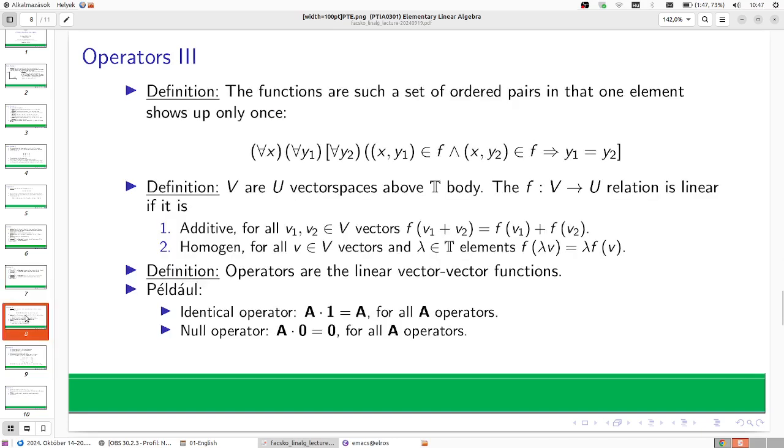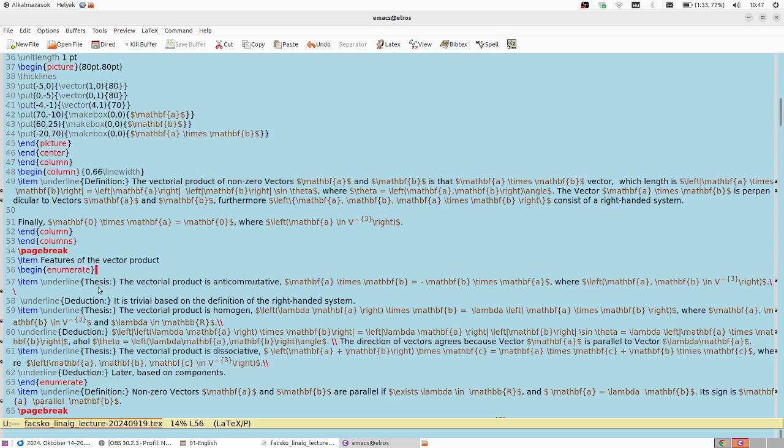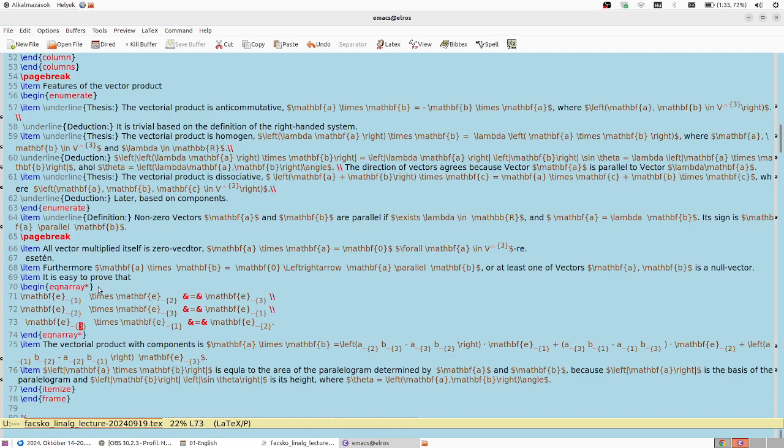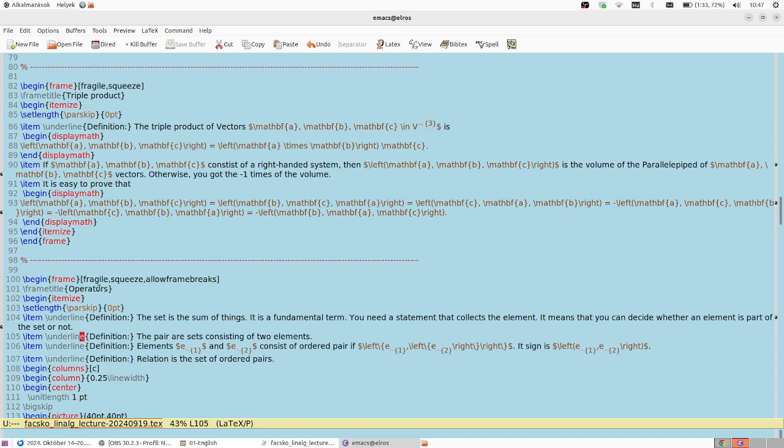Okay. From these relations, there is a special thing called functions. So it means you have, oh, the bracket is, sorry, this is bad. Just a moment.